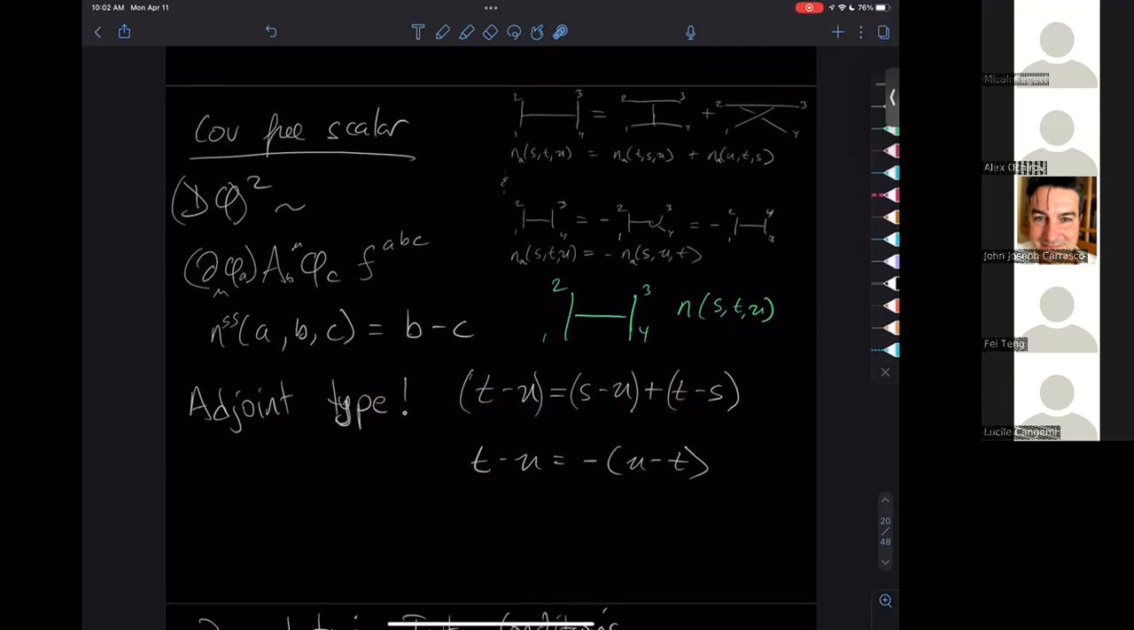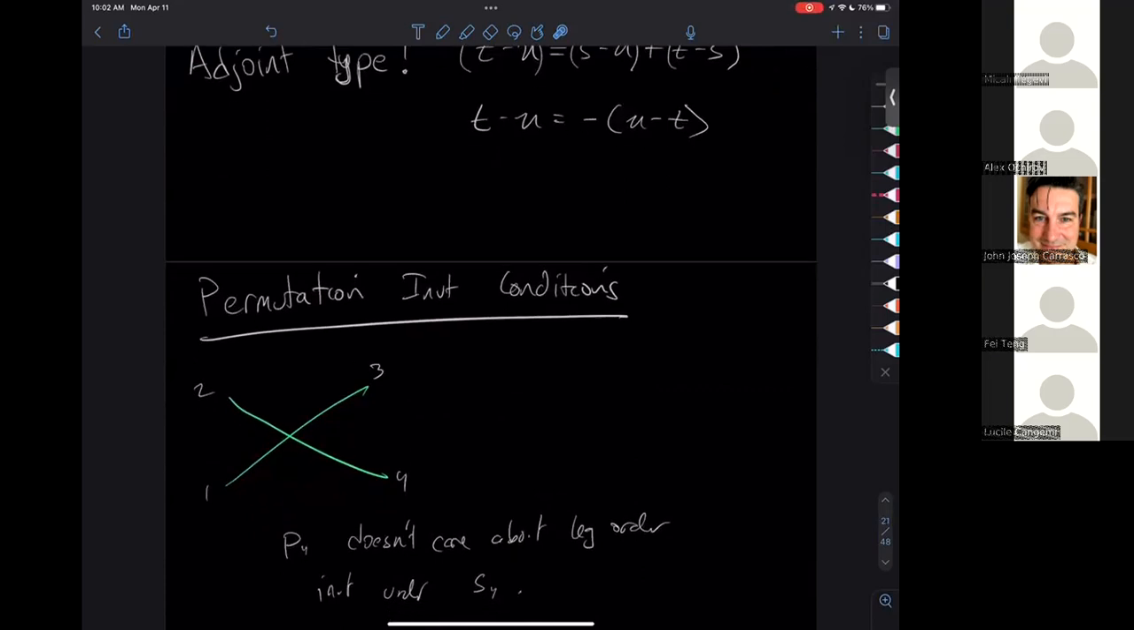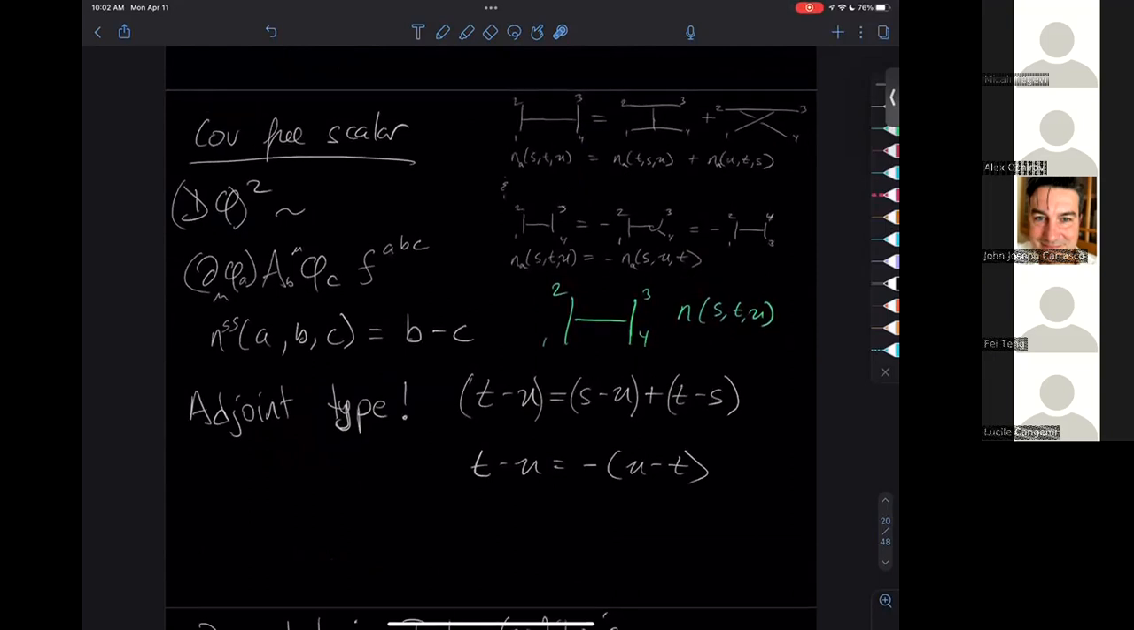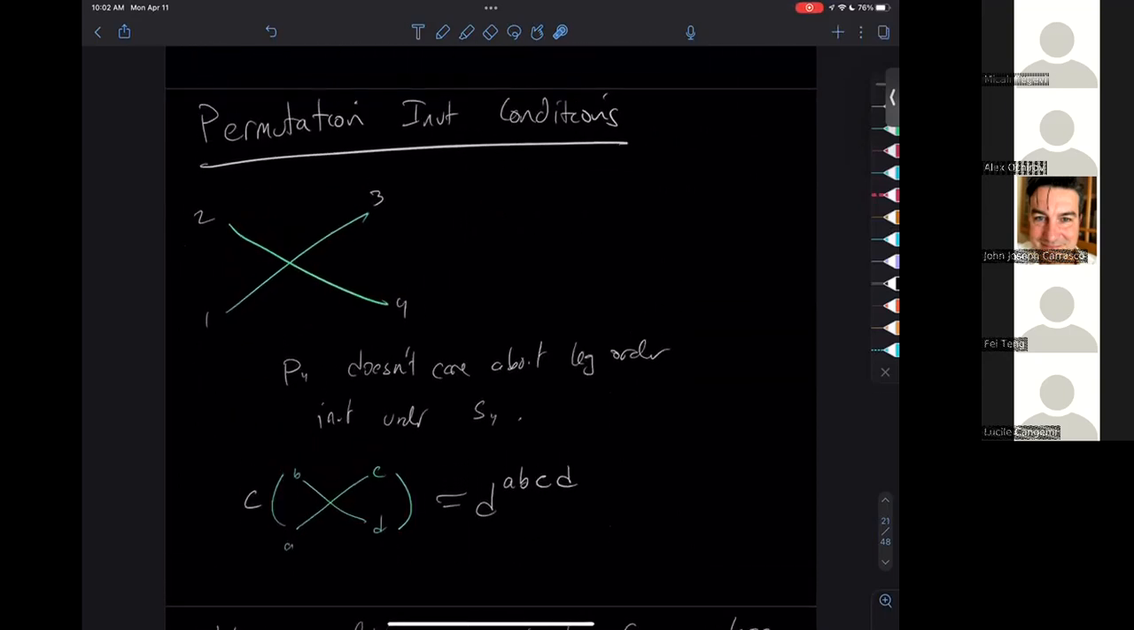So what can we do with it? Well, one of the most straightforward things you can do with something that satisfies Jacobi and anti-symmetry is build permutation invariants out of it.